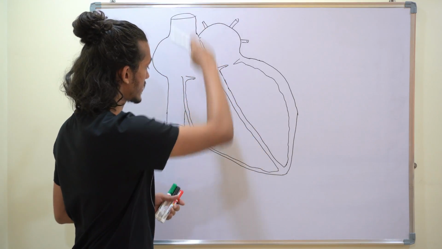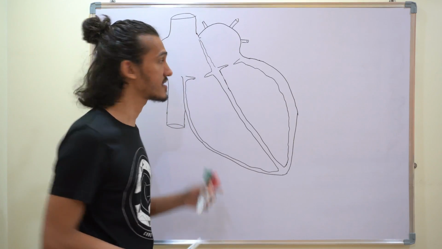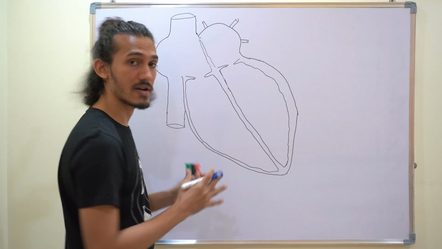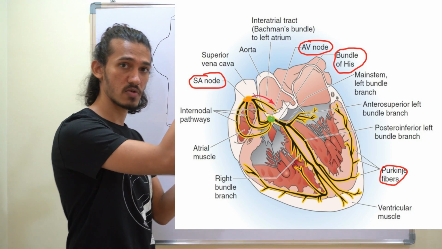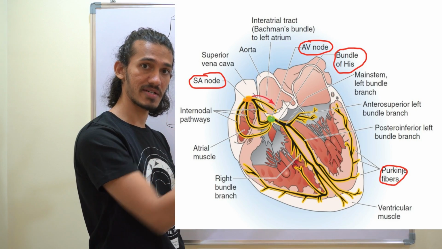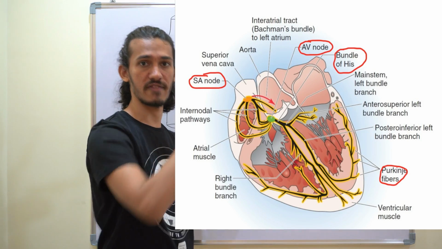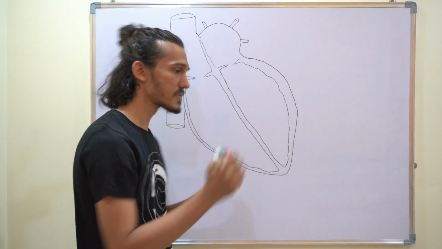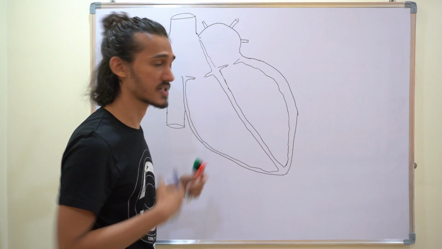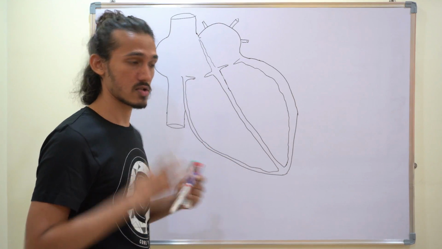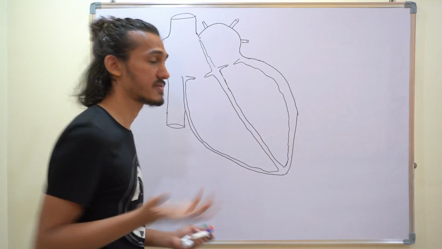This is the superior vena cava, inferior vena cava, right? And what we have to understand is, take a look at this diagram. There is a SA node, AV node, connecting bundles, bundle of His, Purkinje fibers, right? On top of this, there are these conductive elements, these conductive tissues, right? So the major pacemaker is the SA node.